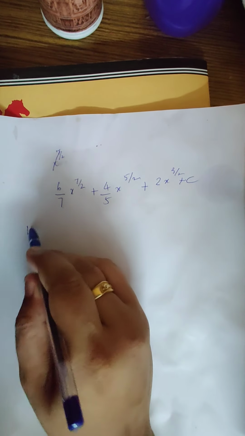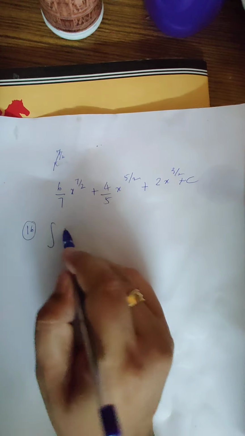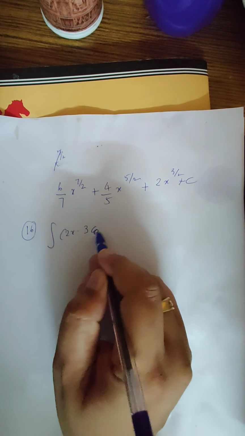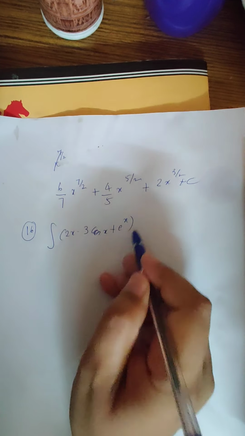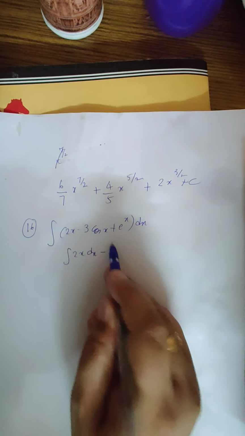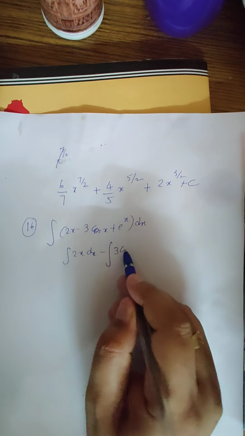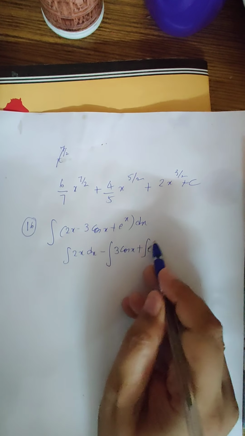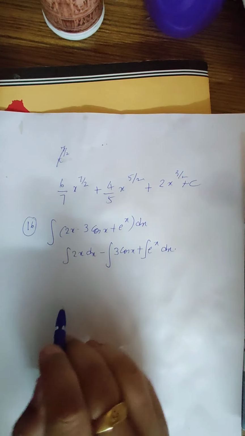Next we have the 16th problem. Integration of 2x minus 3 cos x plus e power x dx. So integration of 2x dx minus integration of 3 cos x plus integration of e power x dx.